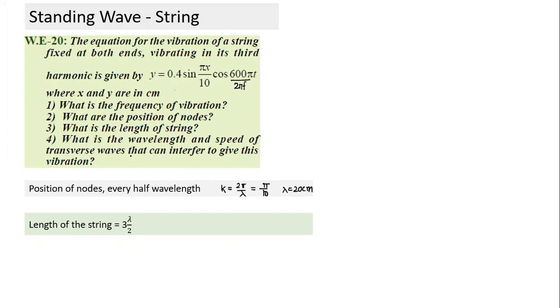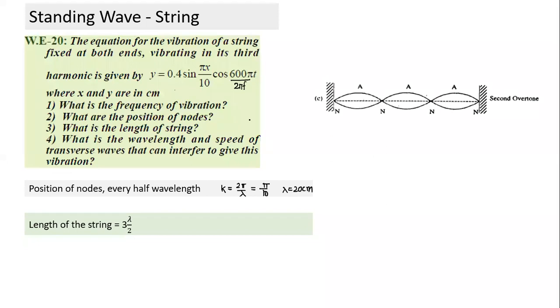What is the speed of the transverse wave that interfered? What is the speed of the wave? We have the omega term and the k term. Omega by k is the speed of the wave which has interfered to give rise to this vibration. So they are very simple terms, just use of formula, not too complex. And this is how the shape will look.